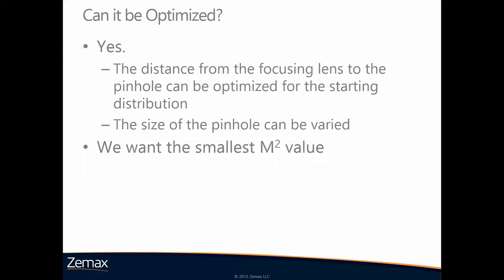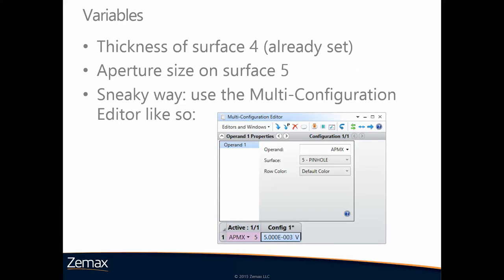And the answer to that is yes, we can. The things that we want are the distance from the focusing lens to the pinhole, so we can get that optimized for the starting distribution. We get the tightest focus on the pinhole, and then the size of the pinhole can be varied. And our goal is to get the smallest m squared value. So our variables are the thickness of surface 4, which may well have been set already.